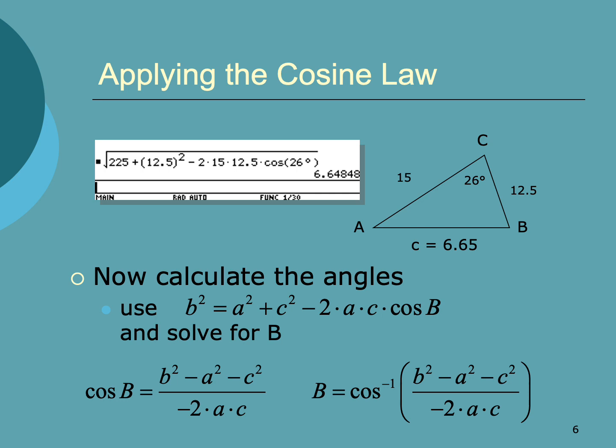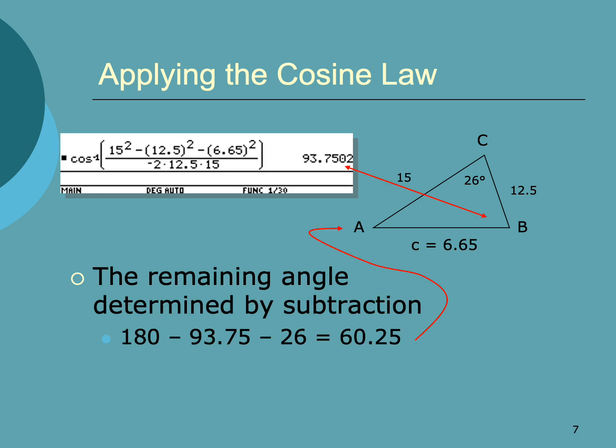Just rearranging that equation for the cosine of B, making sure that we are going to take the arc function of our law of cosine and punching all of that into a calculator. You end up at 93.75, and then just doing the basic subtraction to find angle A.